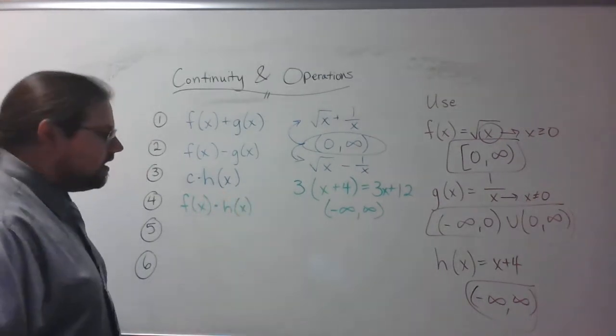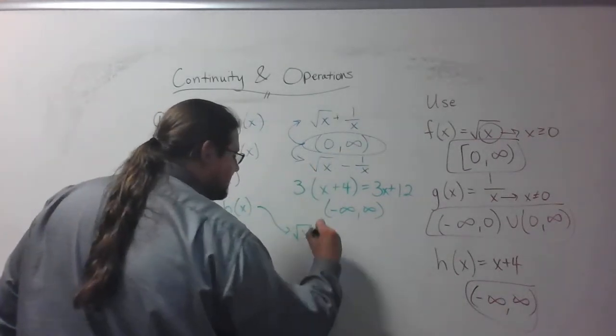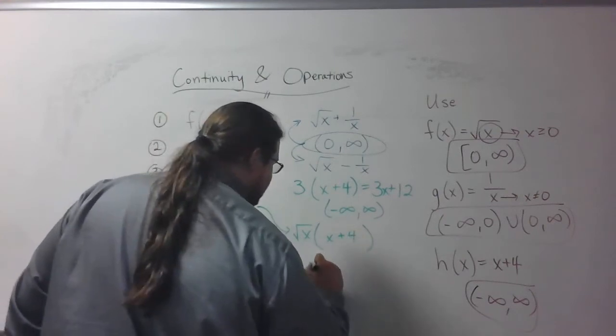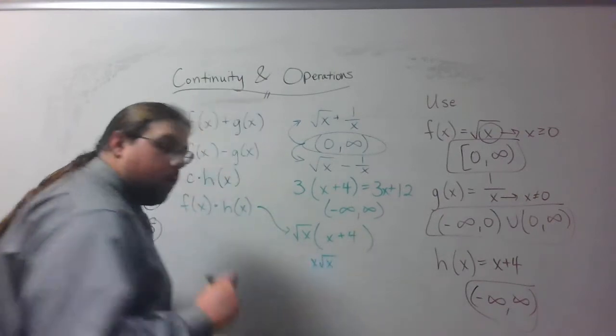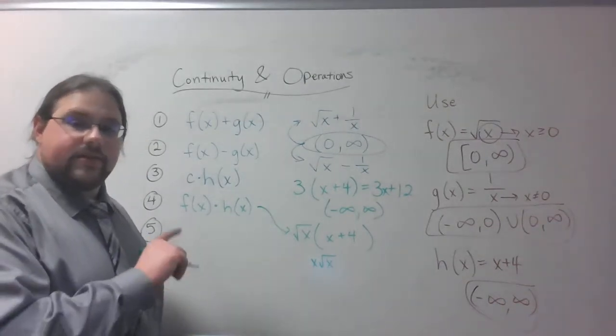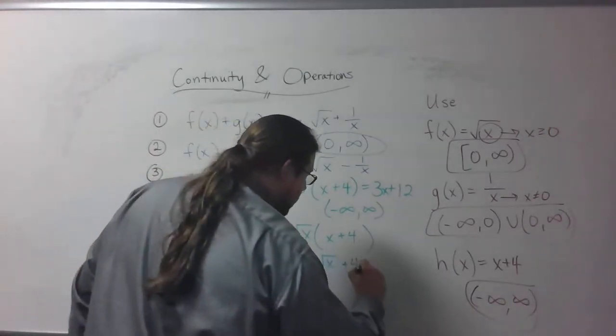Okay, so here I go. I'm going to do that real fast. I'm going to multiply the square root of x times x plus 4. What that's going to give me is x times the square root of x, or x to the third under a square root, so x cubed under the square root, plus 4 square roots of x.